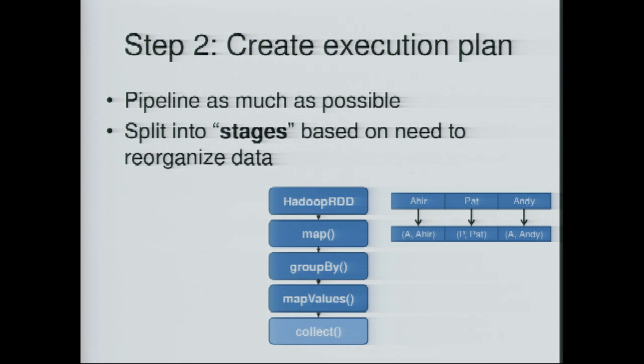It doesn't need to know about pat in order to be generated, and therefore it can just be done in sort of its own little world. And that's sort of the ideal situation. But in the next case, you see that we have to do the group by, we have to reorganize all of the data such that a here and Andy are in the same place, so they can be grouped into the same key. And so this we can't pipeline past.